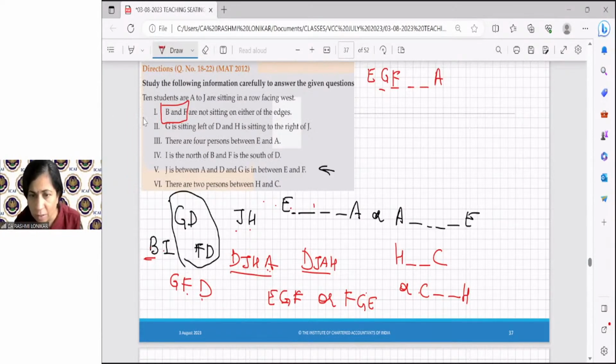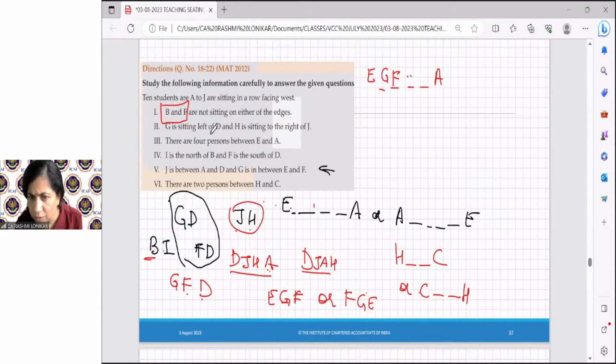Now what do I have? G is sitting to the left of D and H is sitting to the right of J. So this is also there and this I have done. Now I must have D. Now where can I put D here? So I can have D here because G is sitting to the left of D. Yes, there are four persons. A is there. F is to the south of D, so D will come here or here.